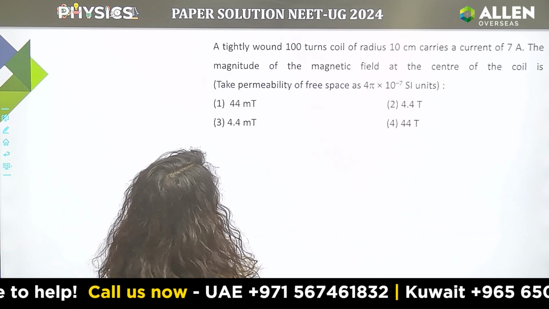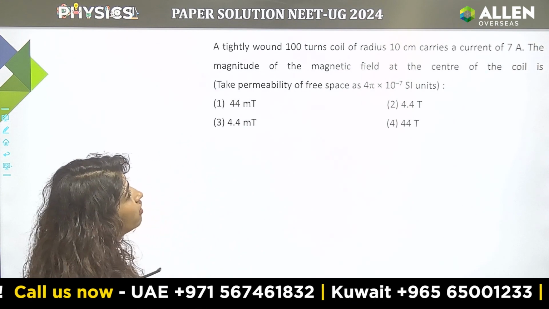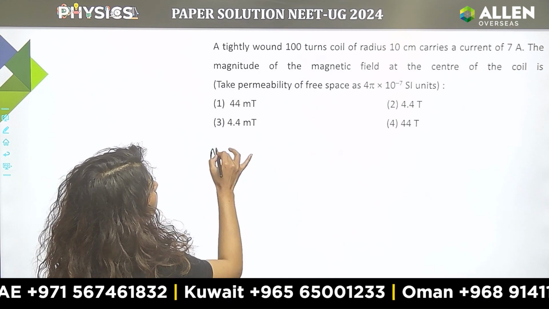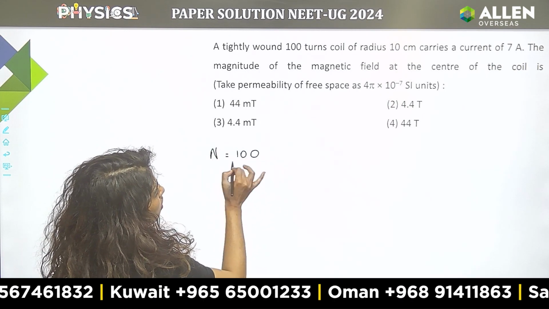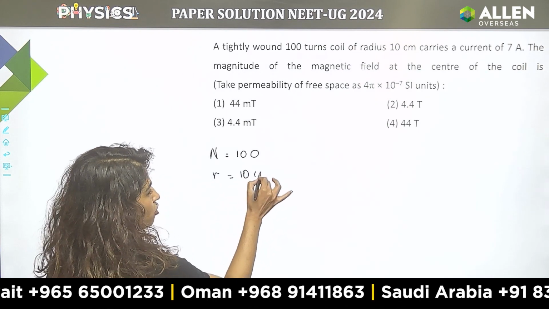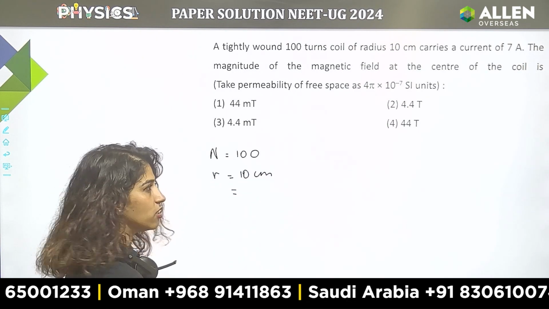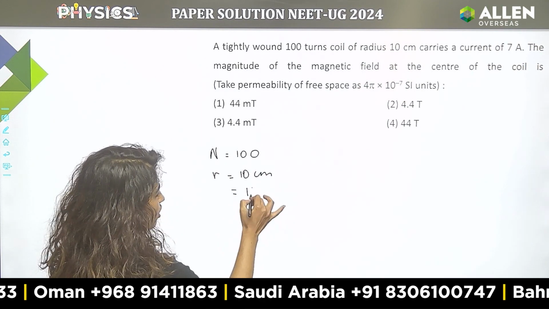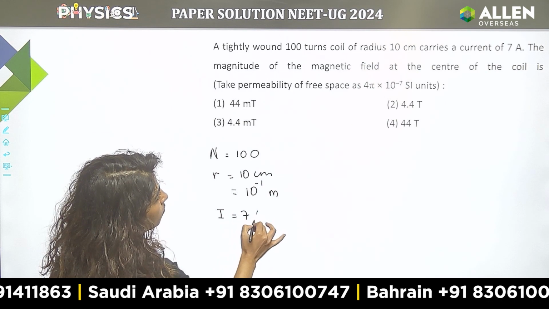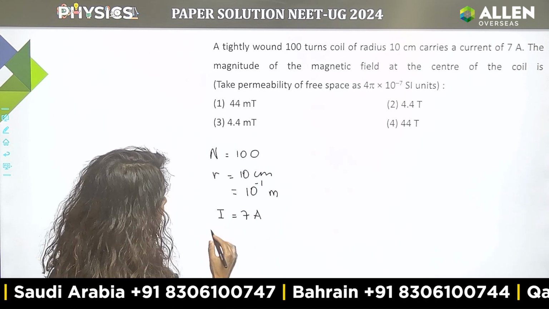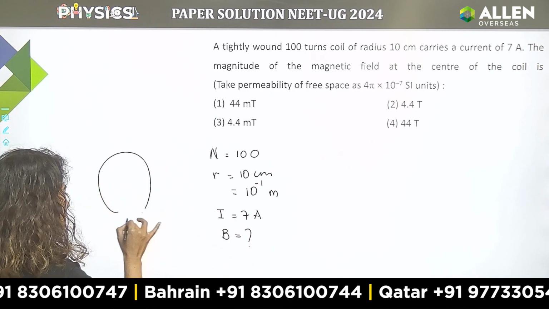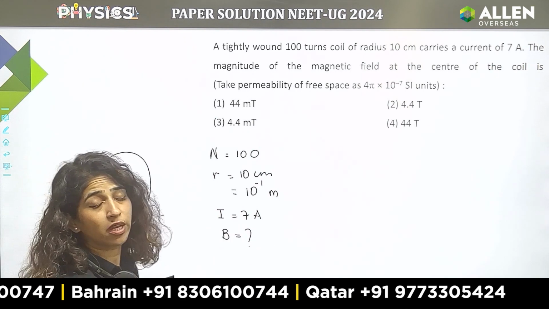Great. Let's go ahead. Here in this question, what is given? There is a tightly wound coil which has 100 turns, radius is given as 10 centimeters. So first step, I'm going to convert this 10 centimeters into meters, which is 10 raised to minus 1 meter. There is a current of 7 ampere. They are asking us to find how much would be magnetic induction at the center. So you have a coil carrying current, and at the center you have to find magnetic induction.